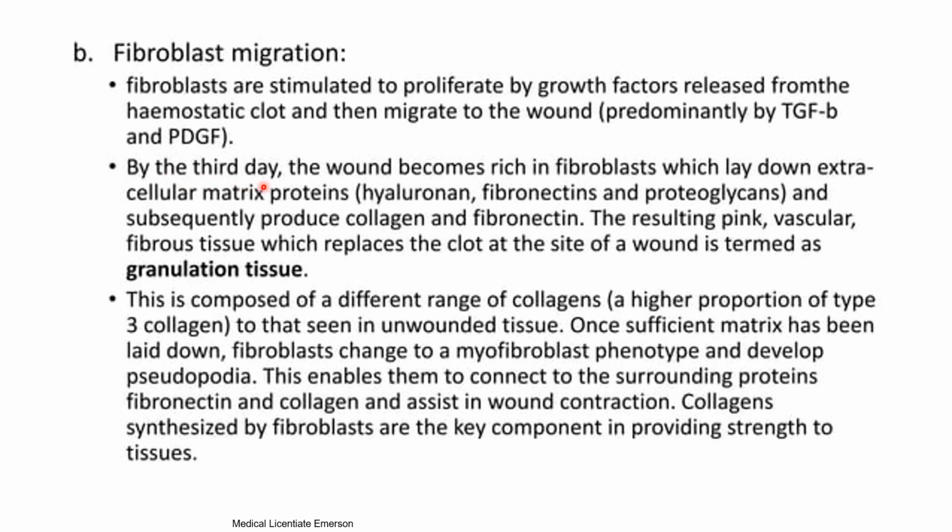Then by the third day, the wound becomes rich in fibroblasts, which lay down extracellular matrix proteins such as fibronectins and proteoglycans, and subsequently produce collagen. Then the resulting pink vascular fibrous tissue, which replaces the clot at the site of the wound, is termed granulation tissue. This is composed of a different range of collagens, a higher proportion of type 3 collagen than that seen in unwounded tissue.